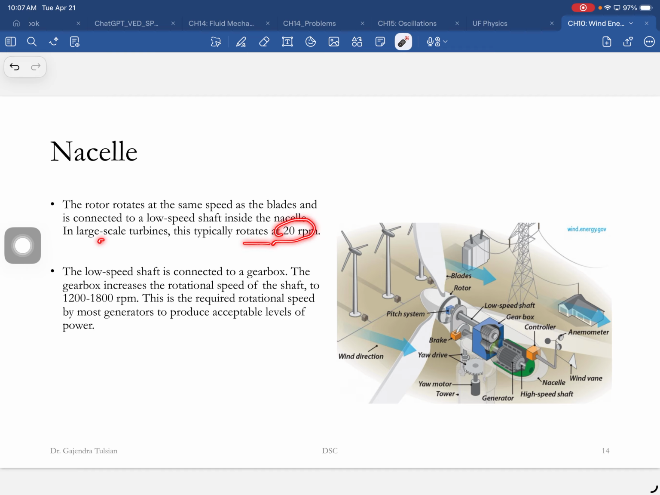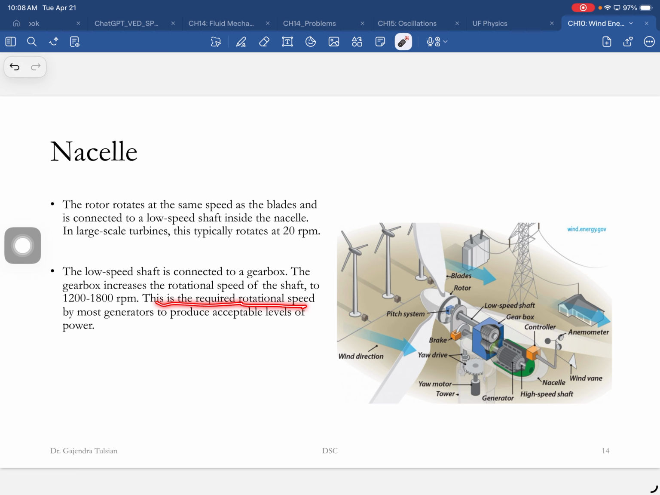So this is about, in a large scale turbine, this typically is 20 RPM. So this is rotating at 20 RPM. The low speed shaft is connected to a gearbox. The gearbox increases the rotational speed of the shaft to 1500 RPM.